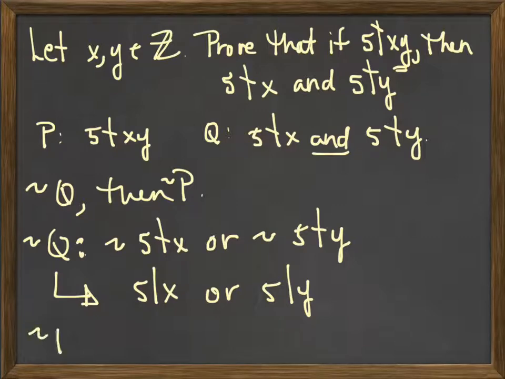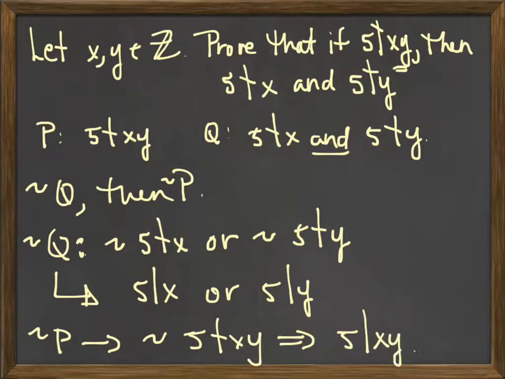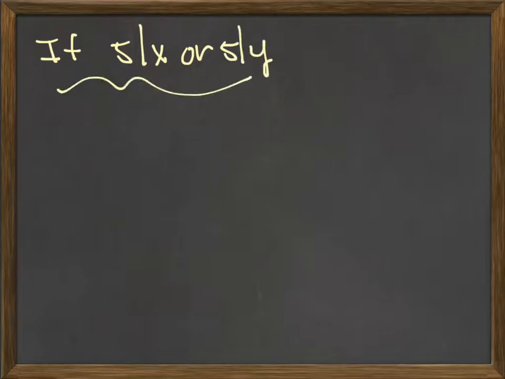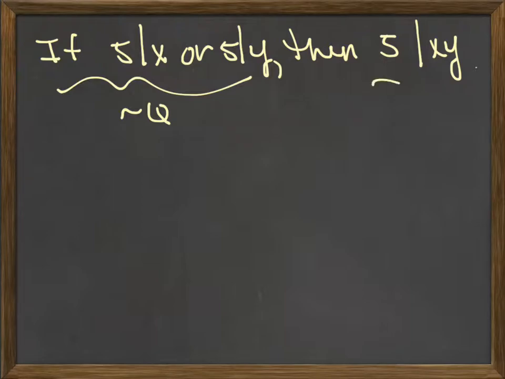Alright, and so what would not P be? Not P would be not 5 doesn't divide xy, or 5 does divide xy. So on this next board, let's rewrite the contrapositive that we will attempt to prove. We are going to say if 5 does divide x, or 5 does divide y, that's my not Q, then 5 does divide xy, and there's my not P. If we can show this, then we have shown P implies Q by contrapositive.